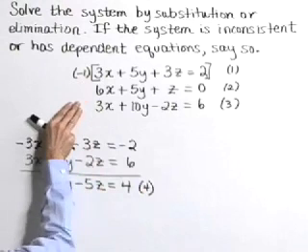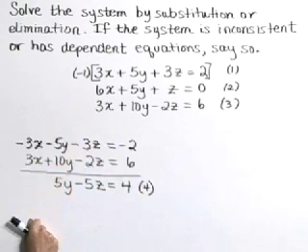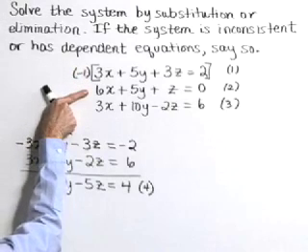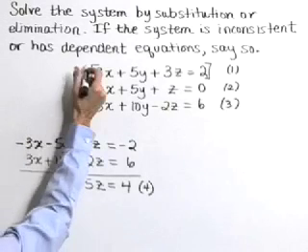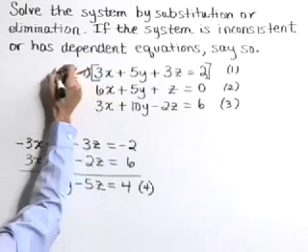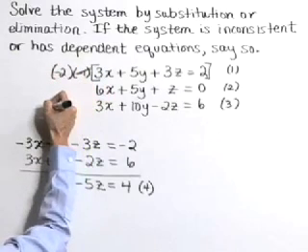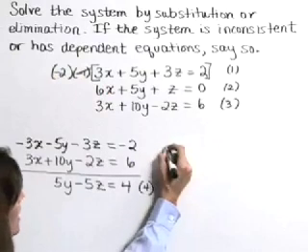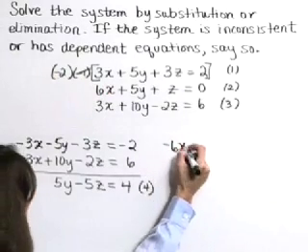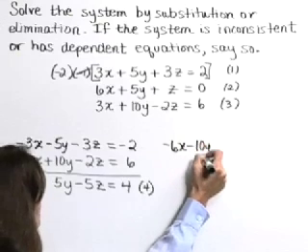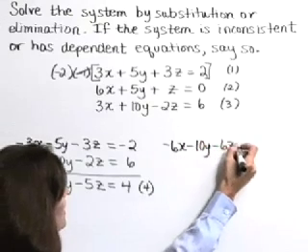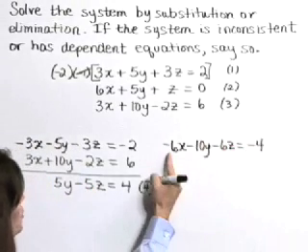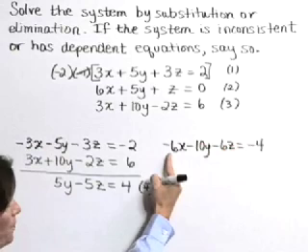Now let's go back to our original 3 equations, and let's select equations 1 and 2 and eliminate the variable x again. Here I'm going to fix equation number 1 by multiplying it through by negative 2. So that equation 1 then becomes negative 6x minus 10y minus 6z is equal to negative 4. So that was equation 1 multiplied through by a negative 2.